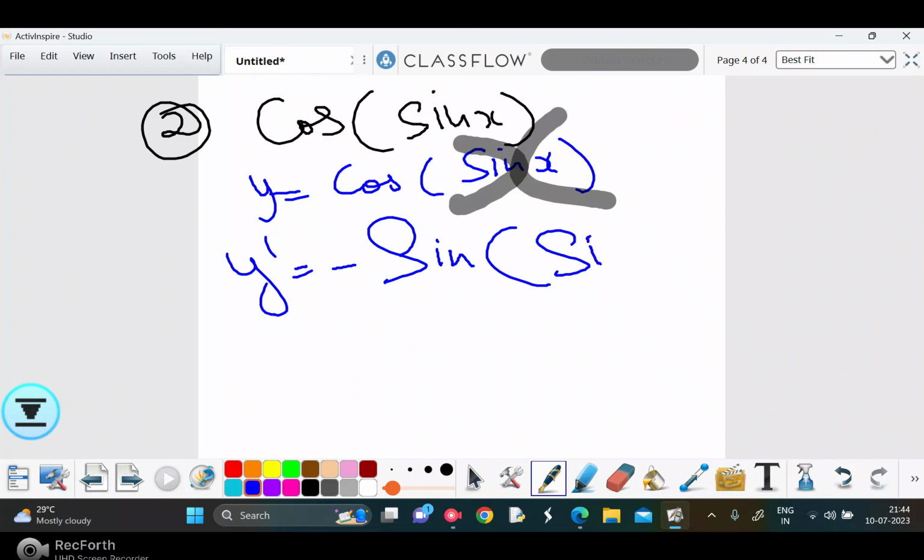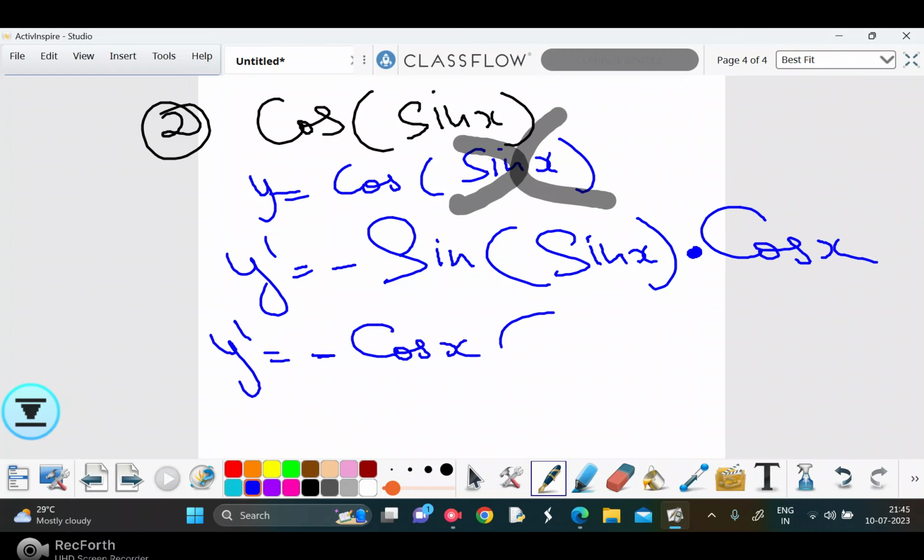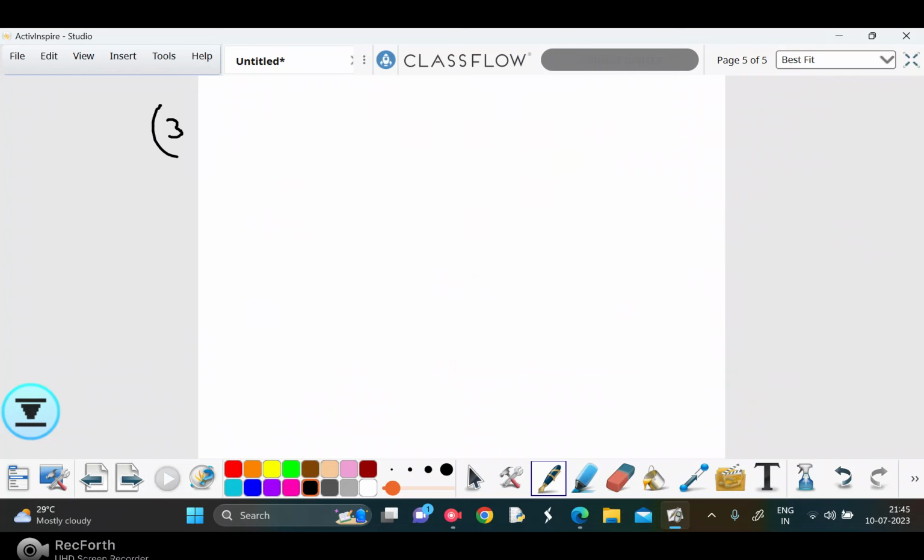What is my x here? My x here I have taken to be sin x. But sin x is not actually x, so the sum is not over. Put into that, you have to differentiate the inside again, because that is not x. Sin x differentiation is cos x. So y dash is equal to minus cos x into sin of sin x.